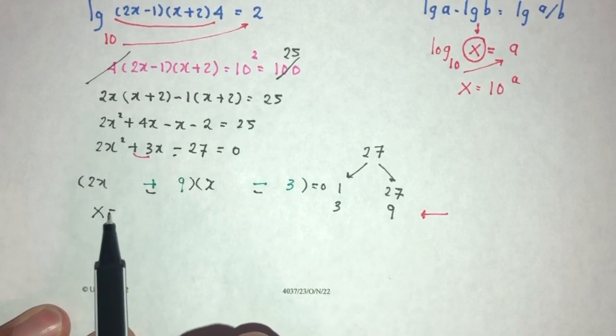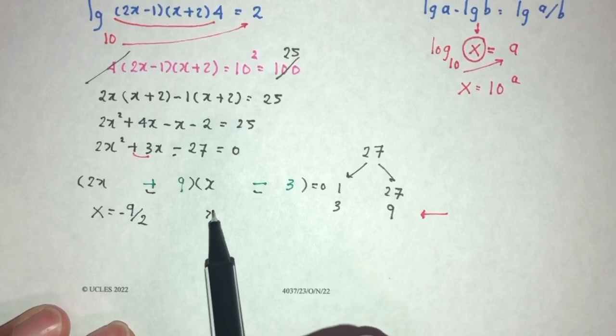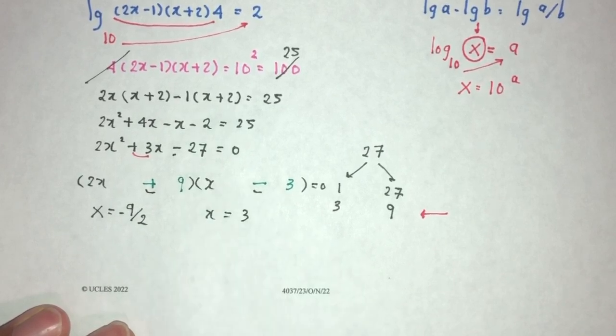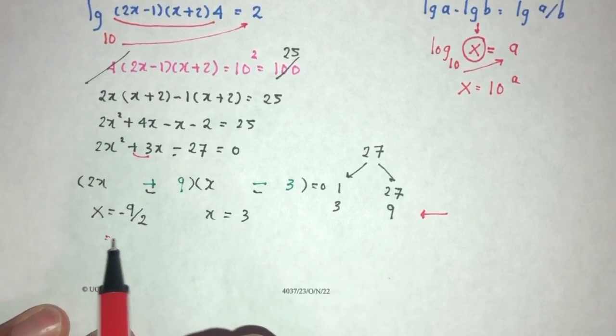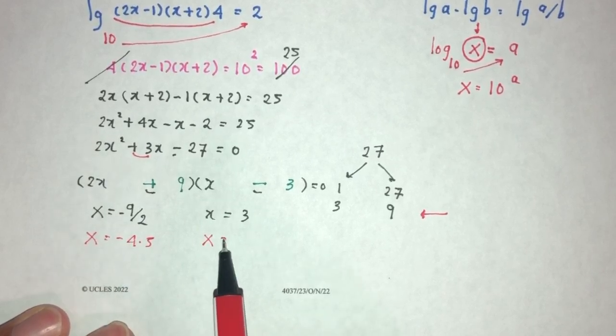So x is the value of 9 minus 9 over 2, x is the value of 3. This is the value of minus 4.5, obviously. And x is the value of 3.